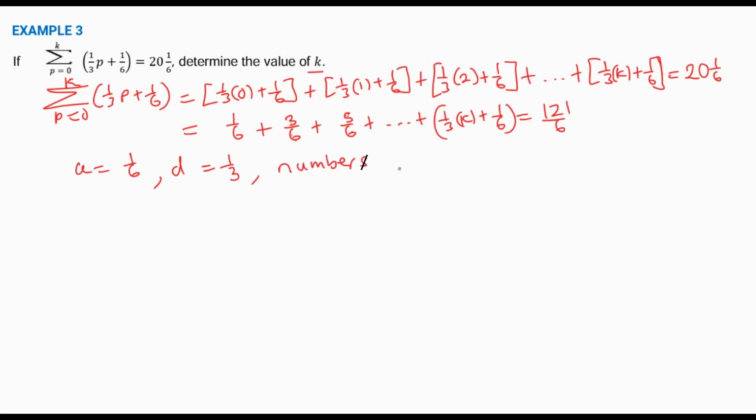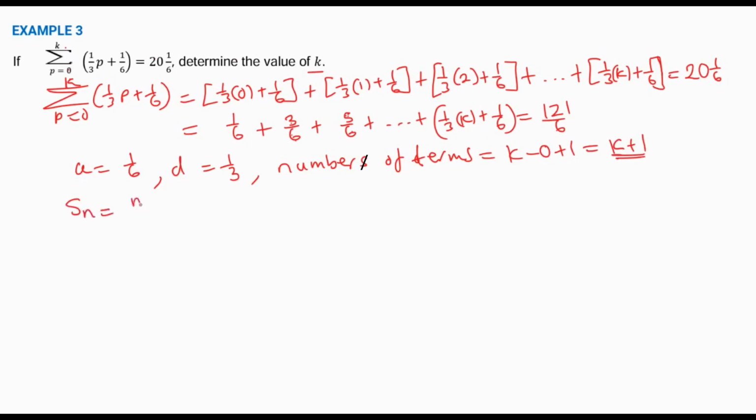And then n, the number of terms. You'll see the importance of doing this. For the number of terms, I say top number minus bottom number plus 1. So it's k minus 0 plus 1, which becomes k plus 1. So the number of terms is k plus 1. Remember, we want to find the value of k.